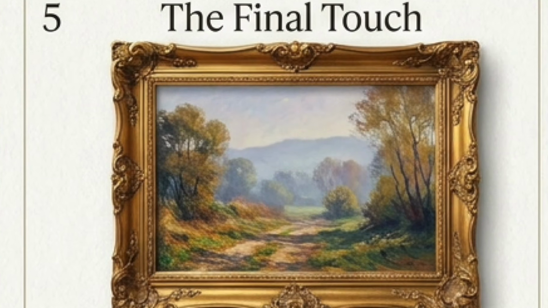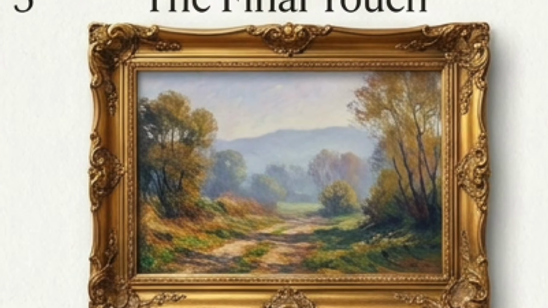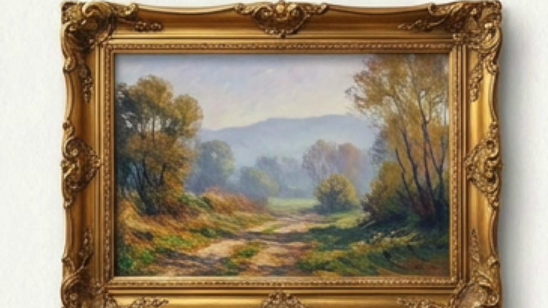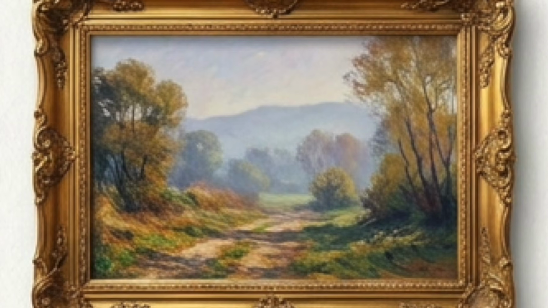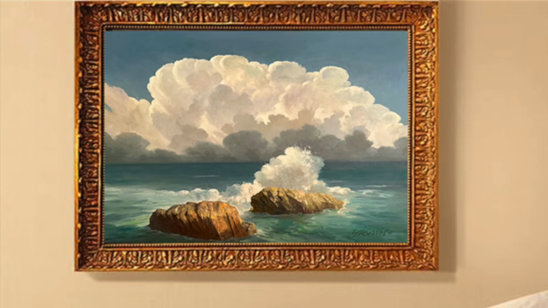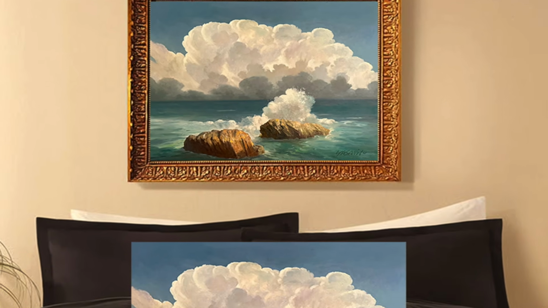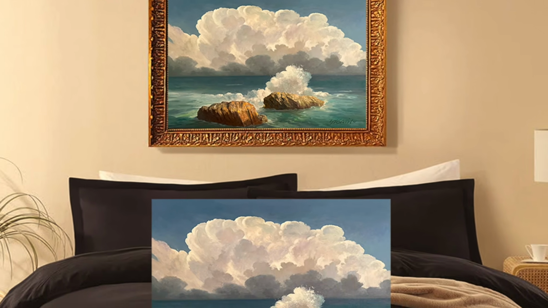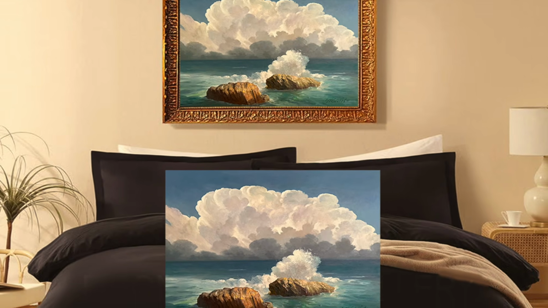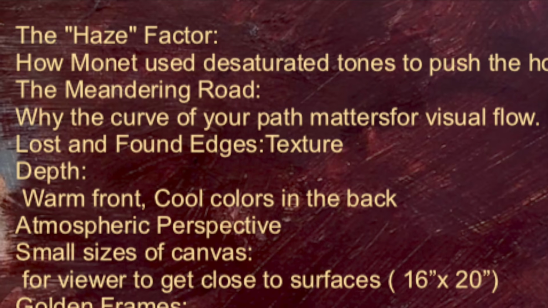The last part is very clever. The final touch, he uses golden frames, French beautiful frames, and uses the yellows to match the color of the frame. They're always smaller, they're 16 by 20 inches, the same painting sizes that I paint.